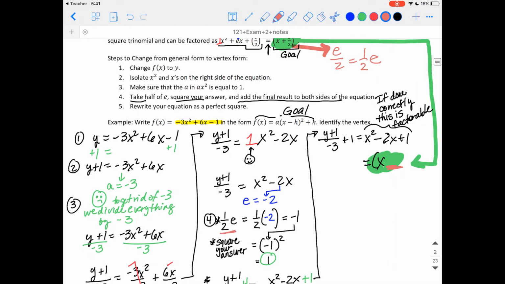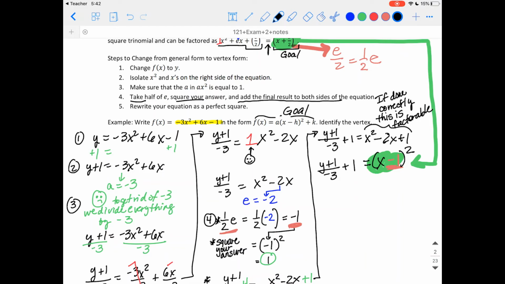Here's half of e, and in this particular problem, half of e turned out to be minus 1. So I'm going to put a minus 1 right here. I'm going to close the parentheses, and I'm going to square it. And on the left-hand side, I still have the y plus 1 over negative 3 and plus a 1. So that's step 4.